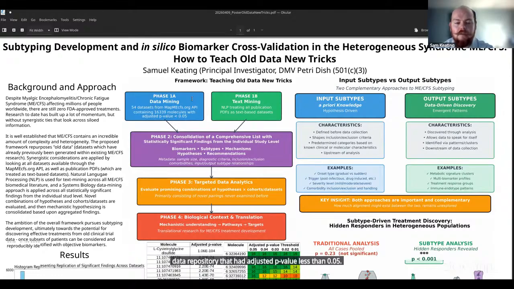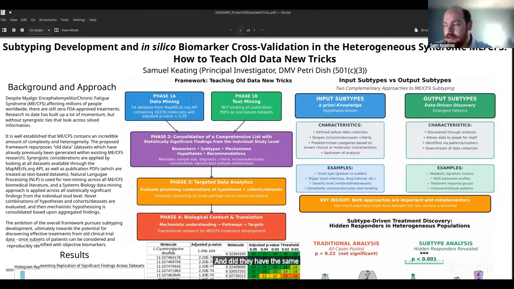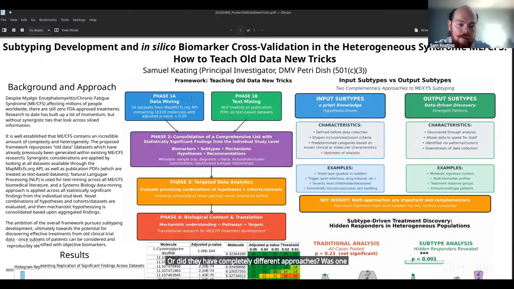Significant value, statistically significant from the individual study level, where we can begin to place it into broader biological context and figure out the replication ratio. Has this finding ever been replicated across studies? And did they have the same conditions? Did they set out to configure the exact same type of experimental setup? Or did they have completely different approaches? Was one retrospective and another experimental?